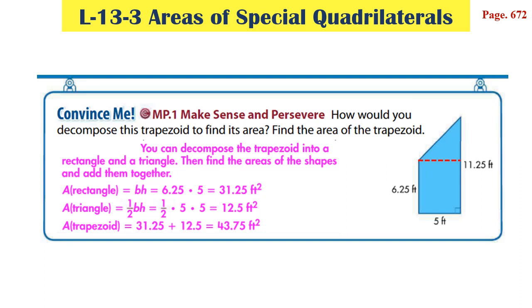Area of rectangle equals 6.25 times 5 equals 31.25 square feet. Area of triangle equals 1/2 bh equals 1/2 times 5 times 5 equals 12.5 square feet. Area of trapezoid equals 31.25 plus 12.5 equals 43.75 square feet.